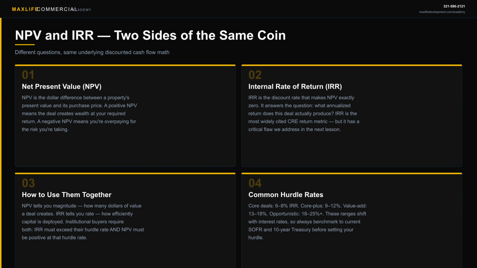Core stabilized assets might have a 7% hurdle. Value add deals typically need to clear 14 to 16%. The important thing is to always use both metrics together. IRR doesn't tell you how many dollars you're making. NPV doesn't tell you how efficiently your capital is working. Together, they give you the full picture.